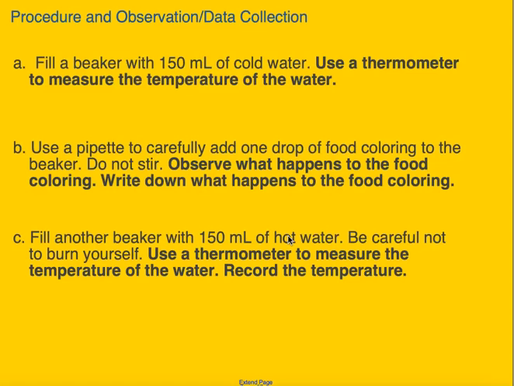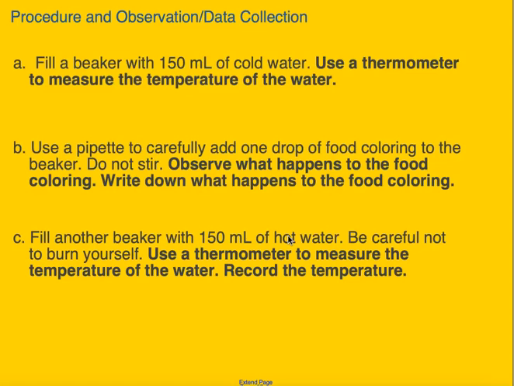All right, so for A, you're not going to be able to do. You don't have a thermometer. Well, you might have a thermometer at home, but you don't have to do it because you're not doing the actual lab. But look at B. It says use a pipette to carefully add 1 drop of food coloring to the beaker. Do not stir. Observe what happens to the food coloring. Write down what happens to the food coloring.